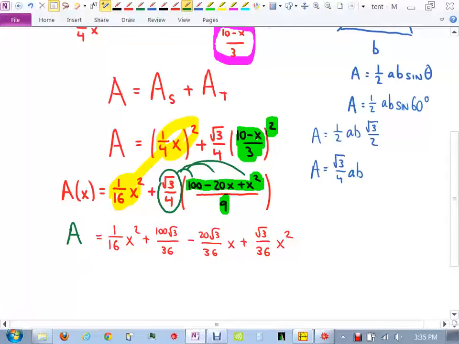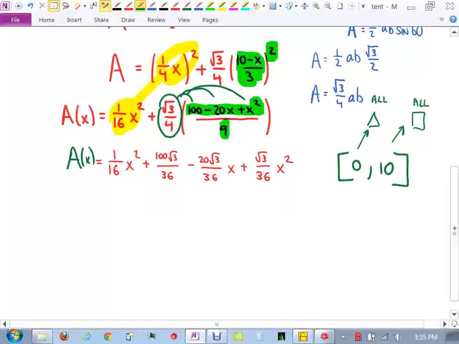Is there a restriction on x? This is my area function. Is there a restriction on x? 0 to 10, right? The smallest I go is to not cut it at all and use the entire thing to make a triangle, right? Or I could cut it all the way at the end, which really means don't use any triangle and make it all a square. Does everyone understand that? If we let it be 0, we get all triangle. This means all square. So I have a continuous function on a closed interval.